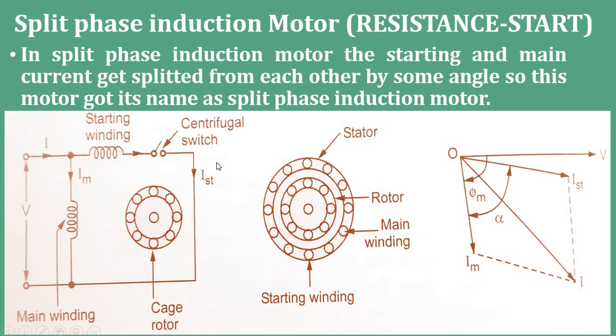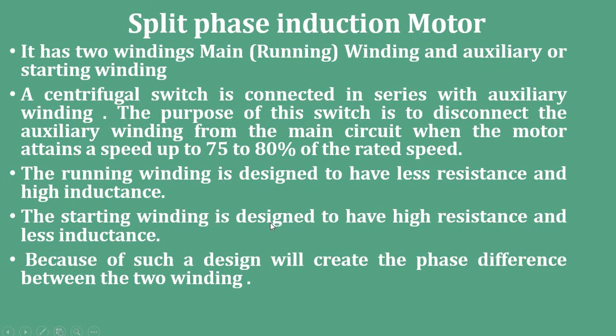As and when the motor attains a speed of 80 to 90% of the rated speed, the centrifugal switch is disconnected, and hence the starting winding is disconnected. From then onwards the motor runs on the running winding, or main winding. So this is the resistance start motor.